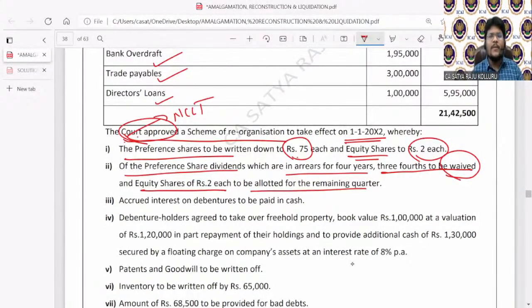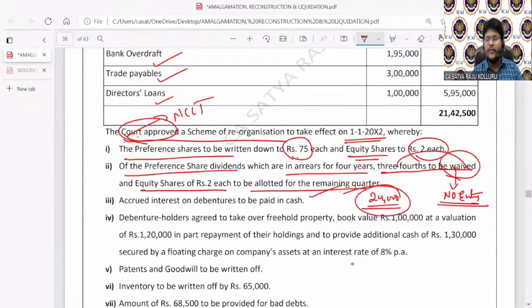Sir, if you remember the concept of unrecorded liability, if an unrecorded liability is foregone by the other party, then for waiving, no entry. But for the remaining, out of the 4 years, 3/4 is waived off now. The remaining 1/4 is 24,000. For such 24,000, they are going to issue equity shares. What is the journal entry? Reconstruction account debit to equity share capital account 24,000.